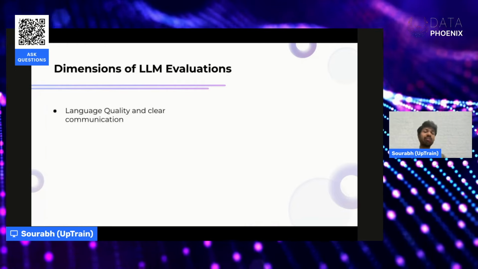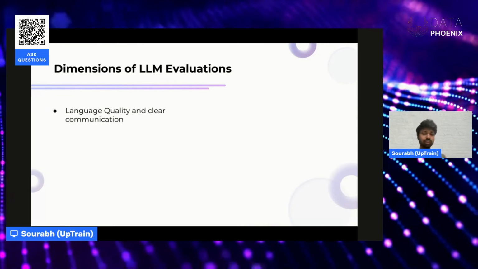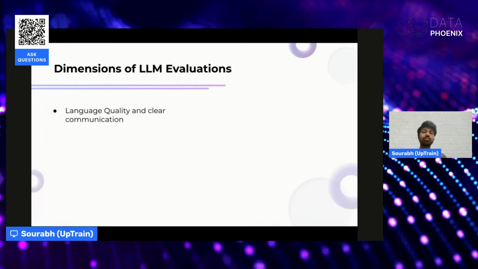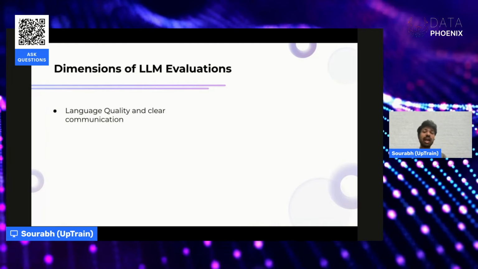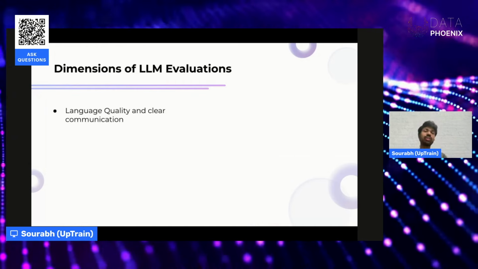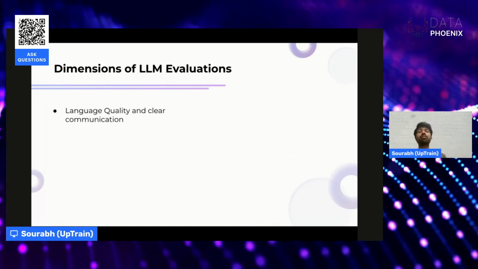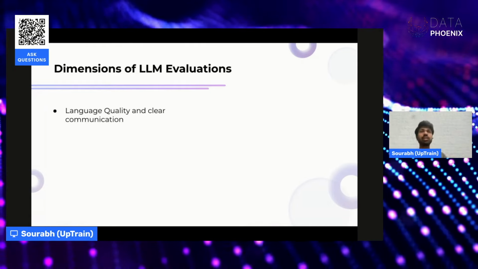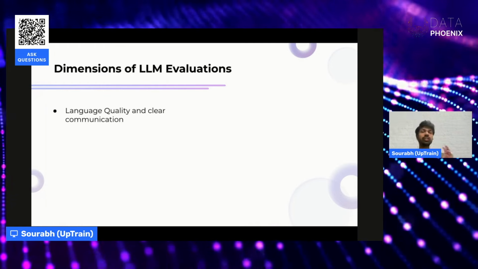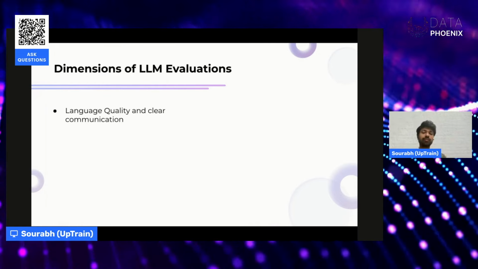So at UpTrain, we have identified some of the key categories in which you want to evaluate your model quality. The first one is the language quality and the communication score of your model. So this essentially means things like grammar correctness, fluency, coherence. It just means that the output is very well written and it is able to communicate very clearly what it is intended to communicate.